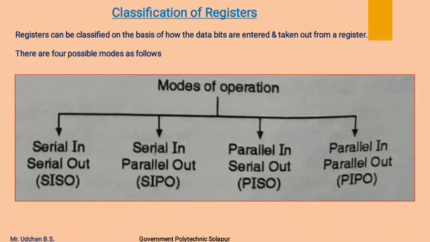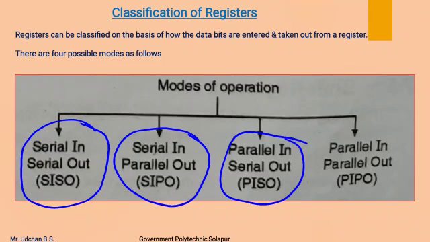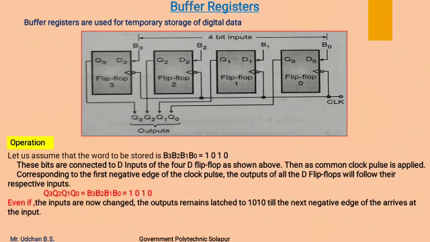Now we will see the classification of registers, which are classified on the basis of how the data bits are entered into and taken out of the registers. The registers are classified in 4 possible modes. First one is serial in, serial out mode. Second one is serial in, parallel out mode. Third one is parallel in, serial out mode. And last one is parallel in, parallel out mode. Now we will see them one by one. Before that, we are going to see the buffer registers.